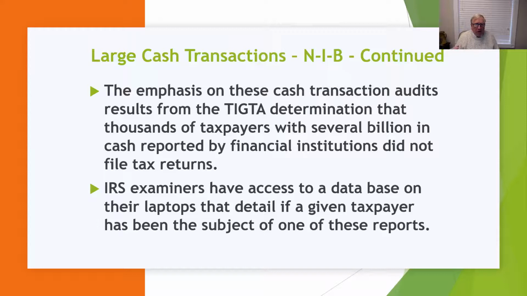Now, the emphasis on cash transaction audits results from, again, a TIGTA determination that billions were being avoided. One of the things prompting this was this nonsense about having an information return from the banks and financial institutions showing gross deposits, gross withdrawals. The latest information is that has been dropped from the Build Back Better Act. That's not going anywhere.